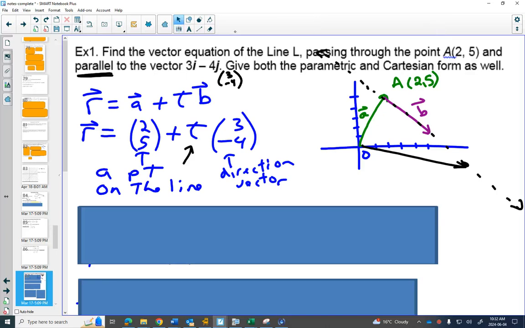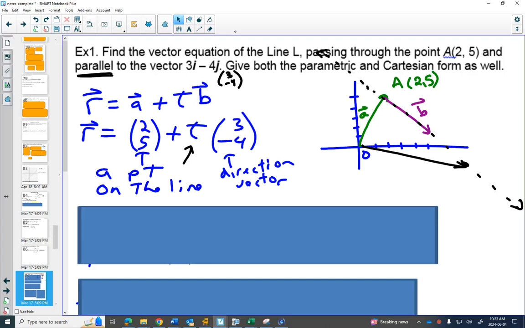This is the key, I'm hoping. Is this making sense? Because this is the key to understanding that one random vector gets you a point starting on that line. Then our direction vector will make us travel along that line.